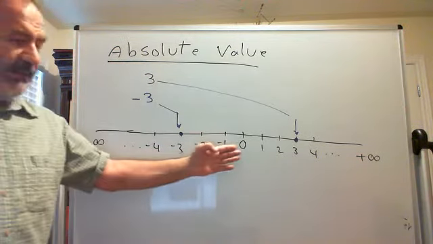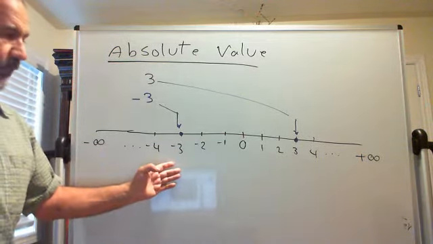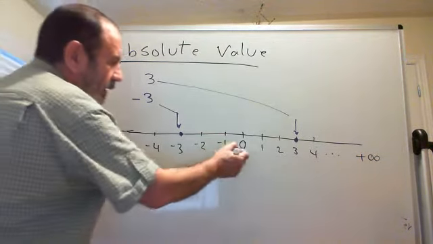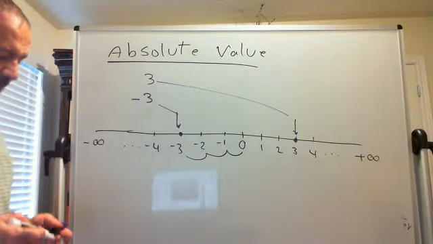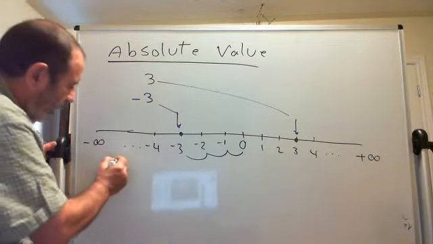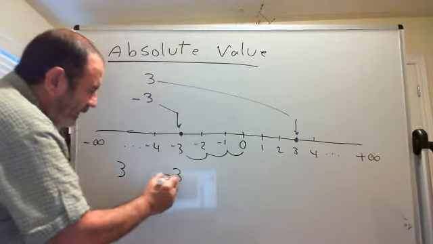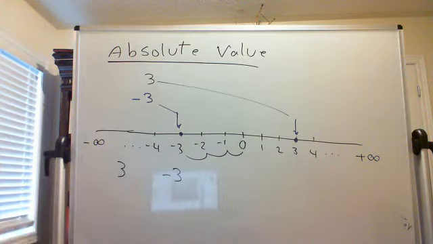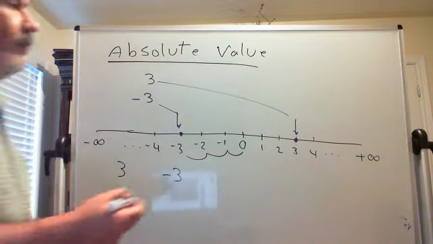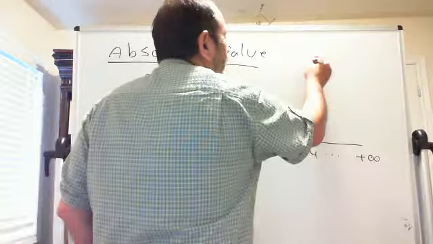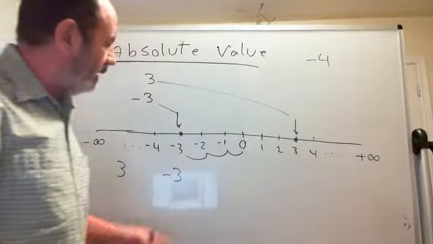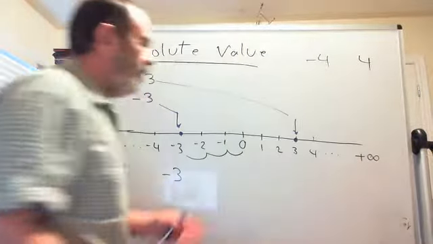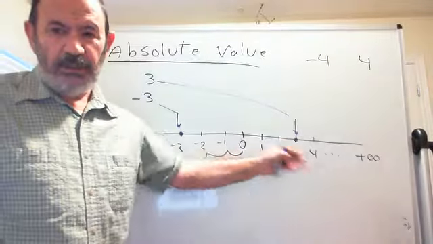What is the distance between 0 and negative 3? Again it is 1, let me show it, 1, 2, 3. As you see, the distance of 3 and negative 3 from 0, both of them are 3. Okay? Another example, what is the distance of negative 4 from 0? The distance of negative 4 from 0 is 4 units.